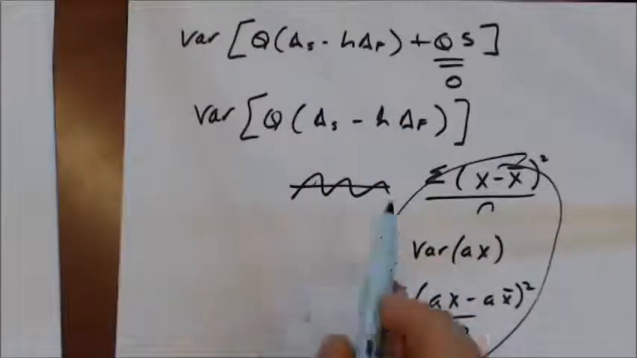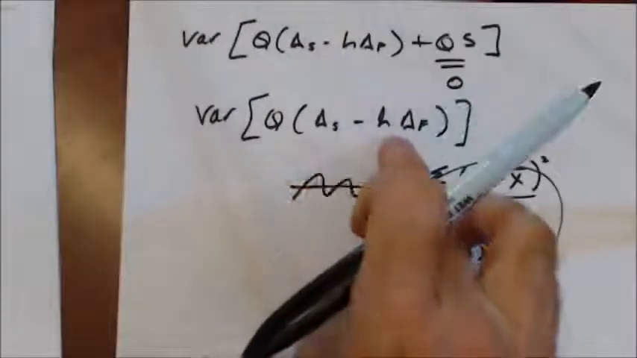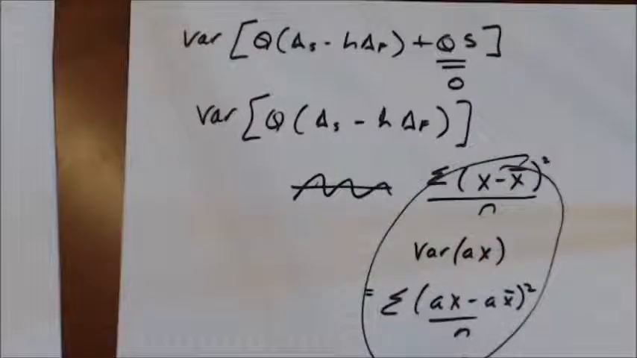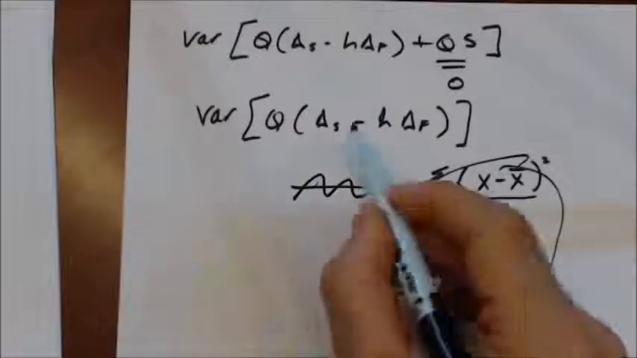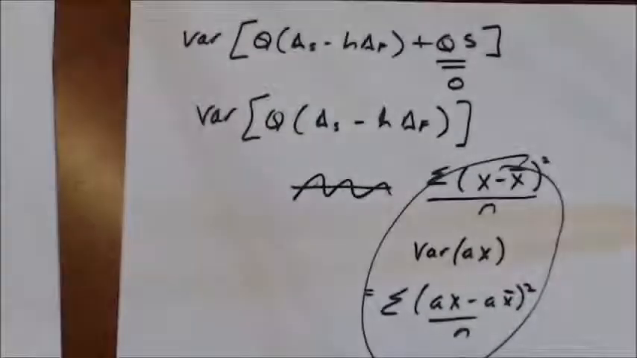And so the variance of a difference is going to equal the variance of delta S, the variance of the spot, plus H squared times the variance of the change in the futures price, minus how the two things covary, 2H times the covariance between delta S and delta F.